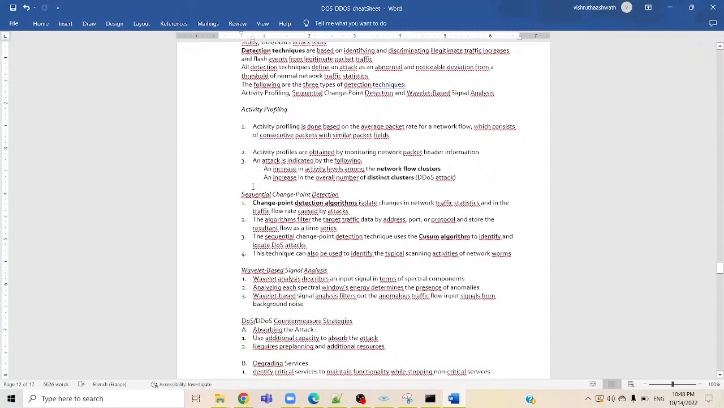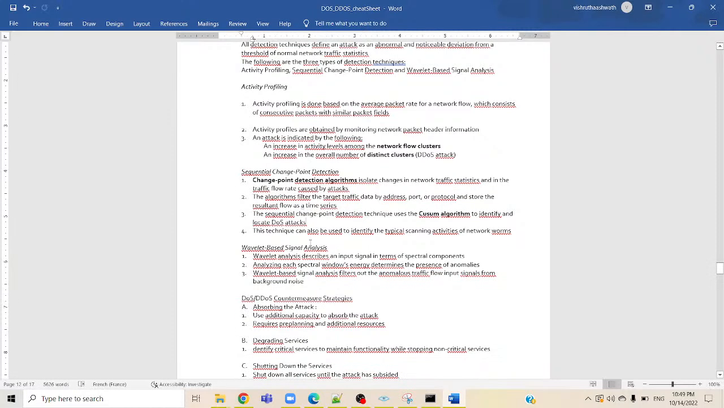Sequential change point detection. Change point detection algorithms isolate changes in the network traffic statistics and in the traffic flow rate caused by the attackers. The algorithm filters the target traffic data by address, port, or protocol and stores the resultant flow as a time series. The technique uses the CUSUM algorithm to identify and locate DoS attacks. This technique can also be used to identify the typical scanning activities of network worms.